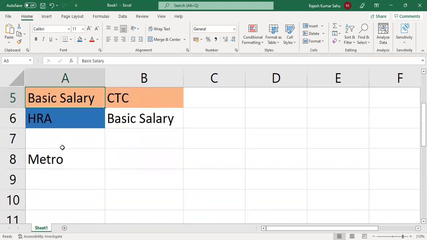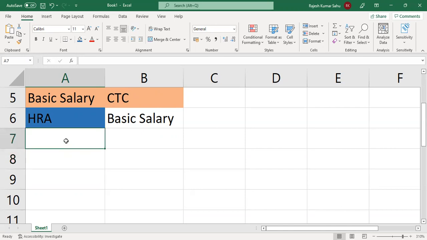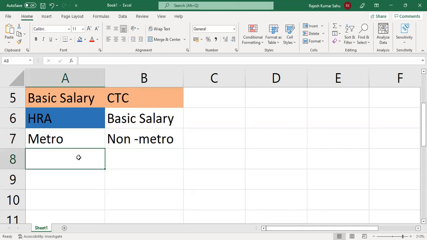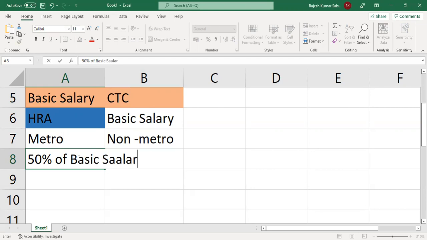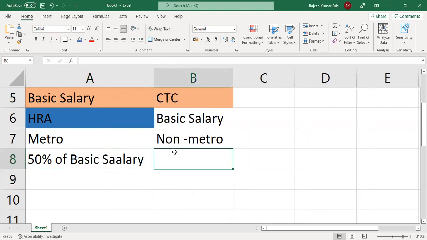So when you are calculating HRA, which type of city the employee is staying in matters a lot. That's whether your employee is staying in a metro city, in which case the percentage of HRA will be one value, and when someone is staying in non-metro cities, at that time the percentage of HRA will vary. So in metro cities, the percentage will be 50% of your basic salary. But when you are considering someone staying in non-metro cities, at that time the percentage will be 40% of basic salary.